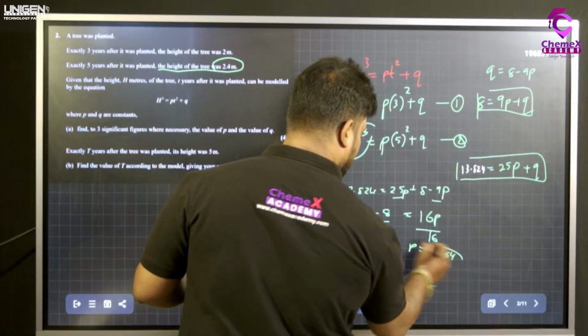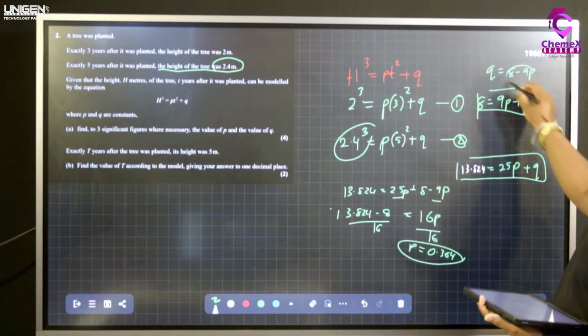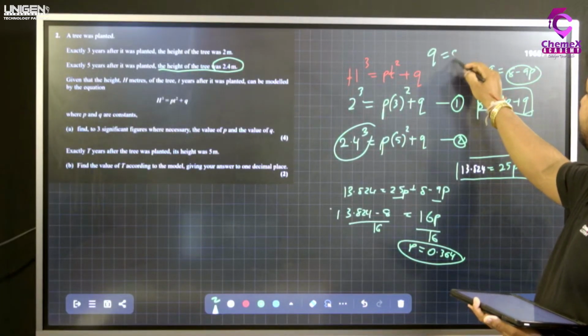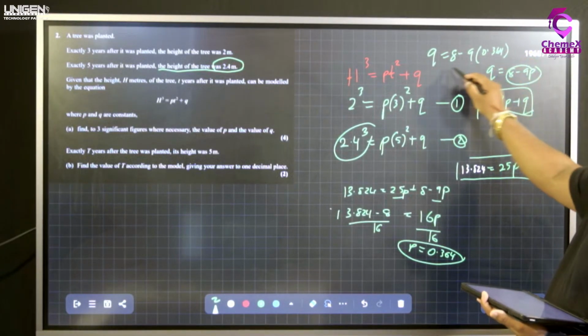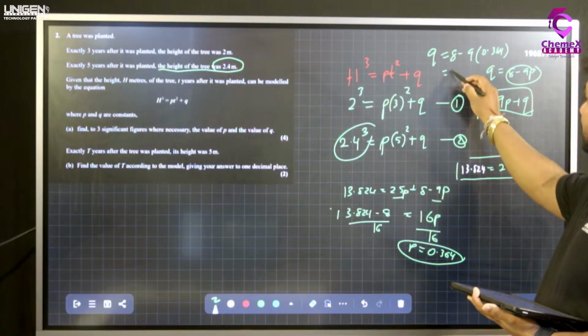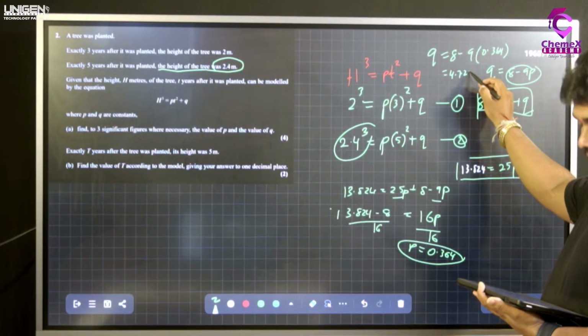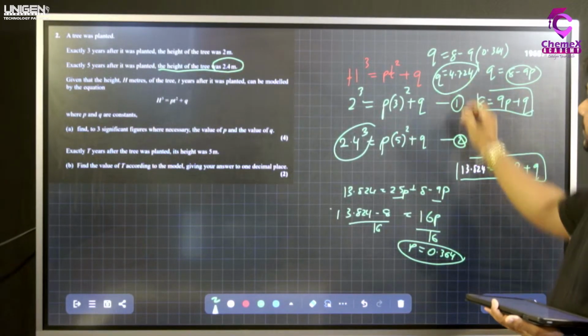0.364. So if P is 0.364, what's Q? Put it to here. Q equals 8 minus 9 times 0.364. That answer is going to be 4.724. This is P, this is Q. Got it or not?